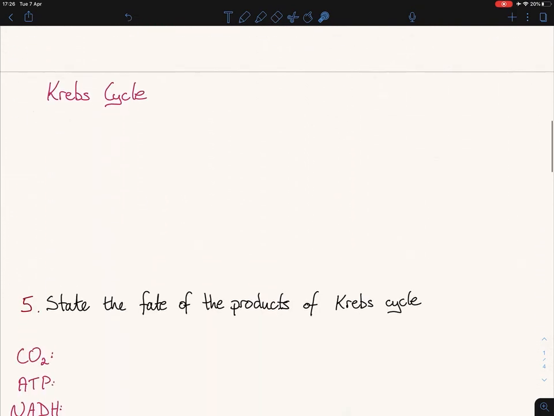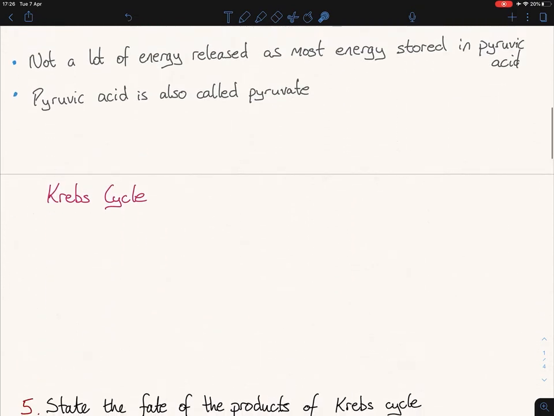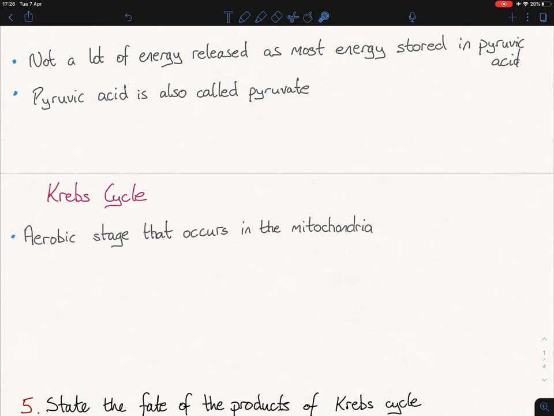What happens next? Krebs cycle. So Krebs cycle is stage two essentially, and it is aerobic as I was saying early on. It relies on the products of stage one, that being pyruvic acid. Now, this is really important to note, the difference between the locations for Krebs cycle and glycolysis. Glycolysis is anaerobic and takes place in the cytosol. Krebs cycle is aerobic and takes place in the mitochondria.